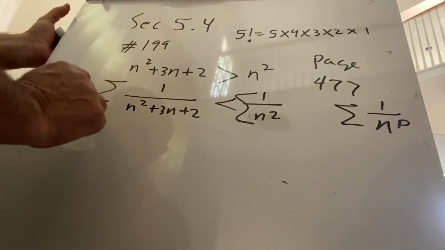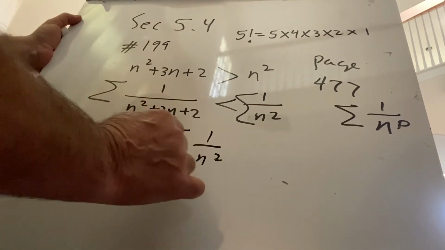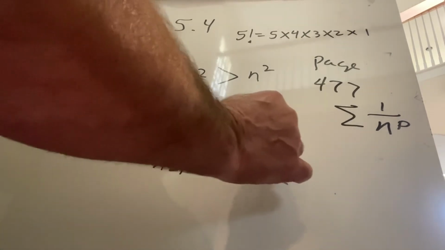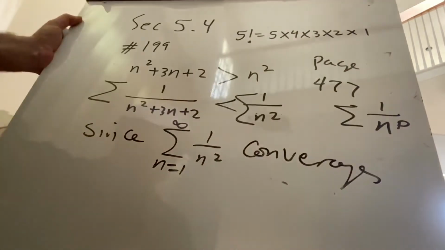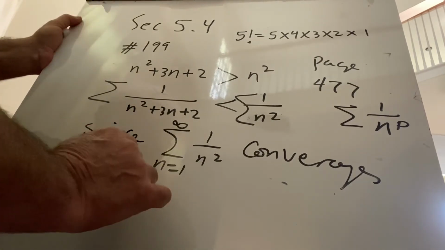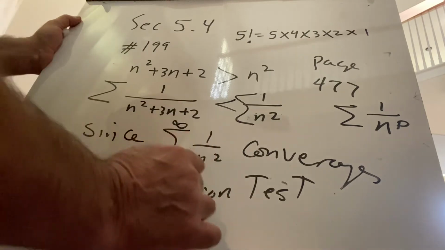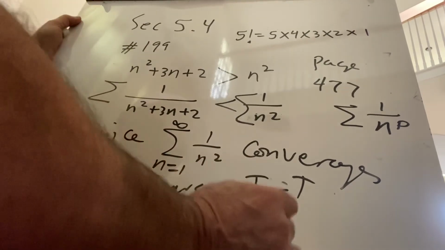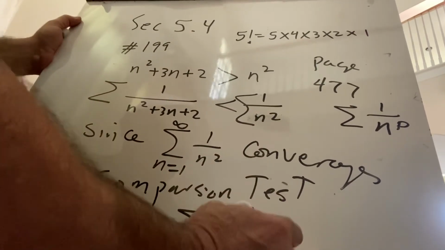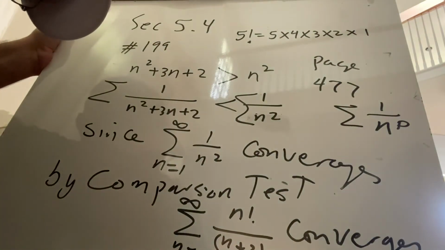So I'm just going to say, since the series 1 over n squared, which by the way is one of those so-called p-series, converges, by comparison test our series, n factorial over n plus 2 factorial, also converges. Let me make sure you can see that.